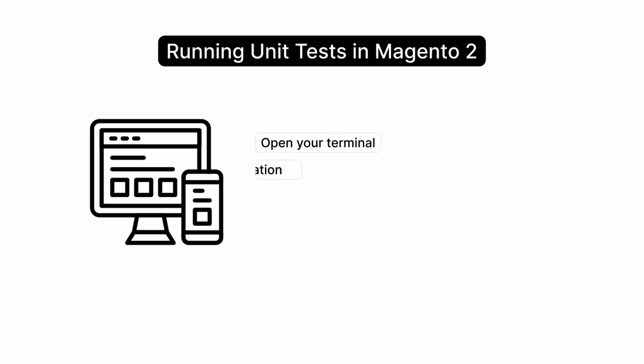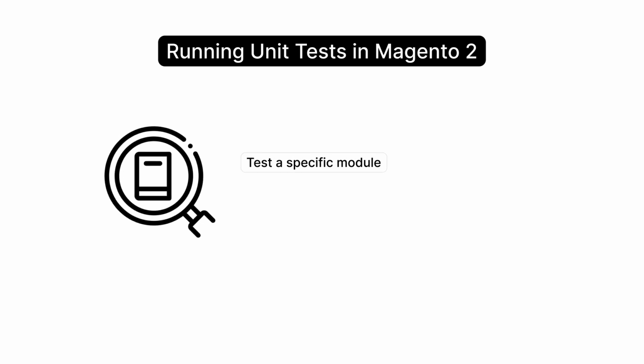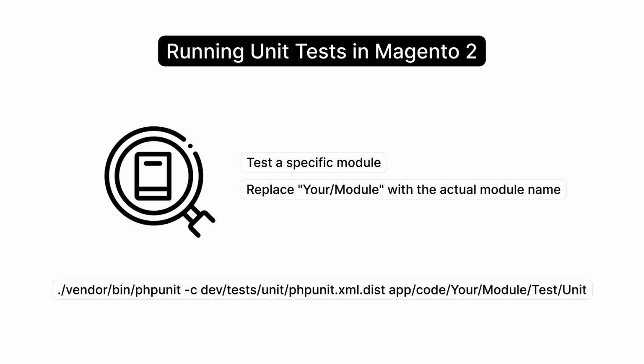Open your terminal, navigate to the root directory of your Magento installation, and use this command. This runs all unit tests in one go. If you only want to test a specific module, you can use a command like this. Just replace your module with the actual module name you're testing.